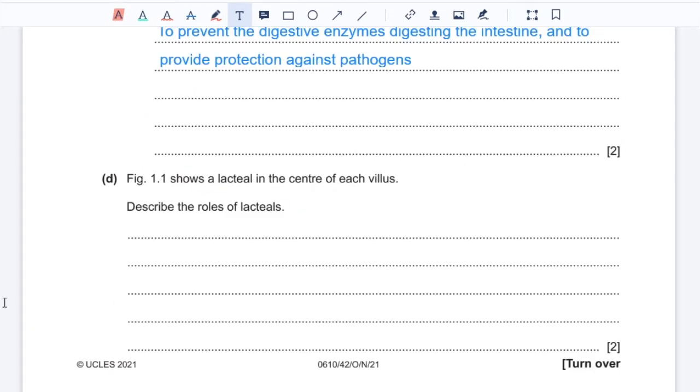Describe the roles of lacteals. So lacteals are responsible for absorbing fatty acids and glycerols that have been produced following the digestion of fats or lipids, and these lacteals will then transport them to the lymphatic system, because the lymphatic system is how the lipids or fatty acids and glycerols are transported throughout the body, as they cannot be transported in the bloodstream like other nutrients.